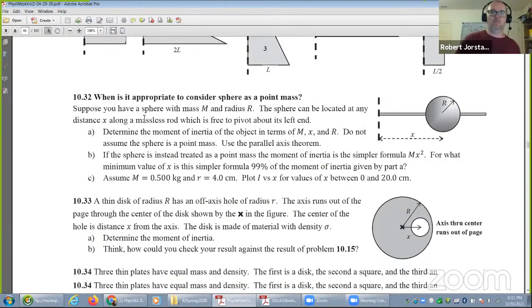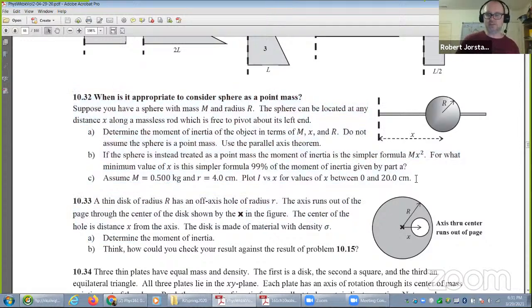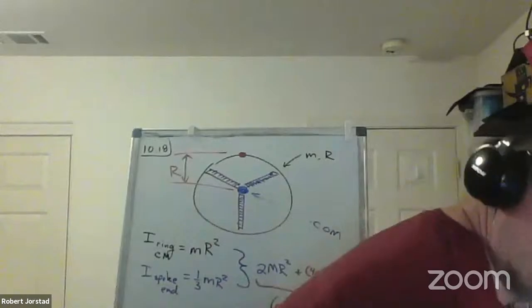Finally, when is it okay to consider a sphere as a point mass? Let me show you this solution because I think it's useful to understand it. Before I do that, let's remind ourselves what we're looking at here. Sorry, just getting the screw out of here. Don't want to drop it. There we go. Okay. The idea is this.